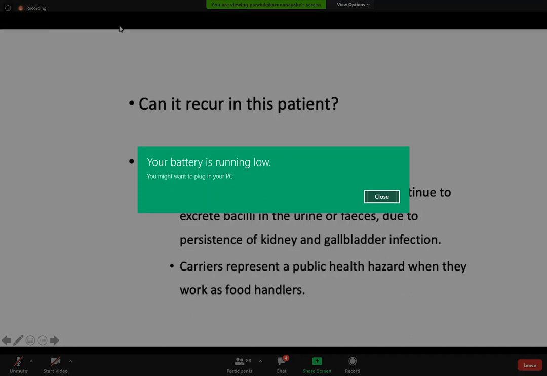Okay, that's great. I think we have come to the end of our slides, haven't we? Yes. Okay, that's good. So that's fine. And we did 2 very interesting cases. Do you have any questions to ask any one of us on either of the cases?